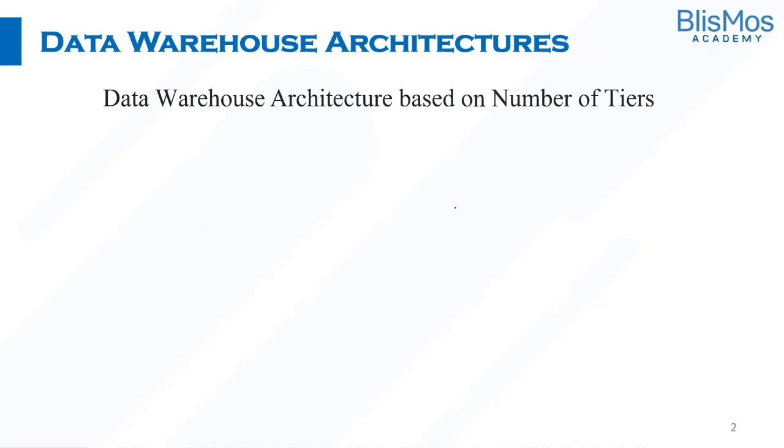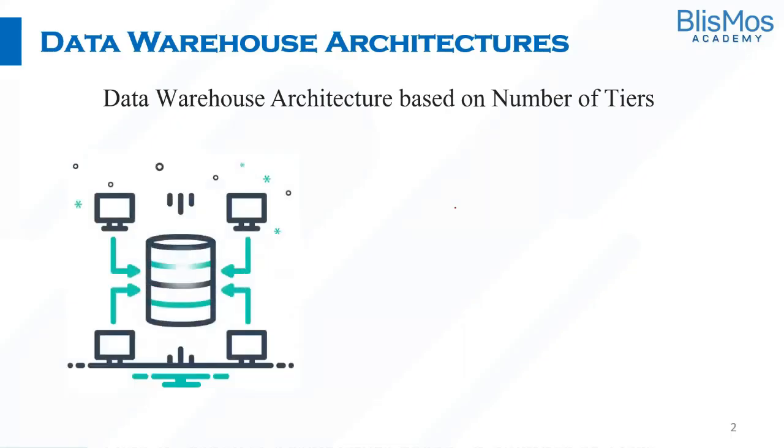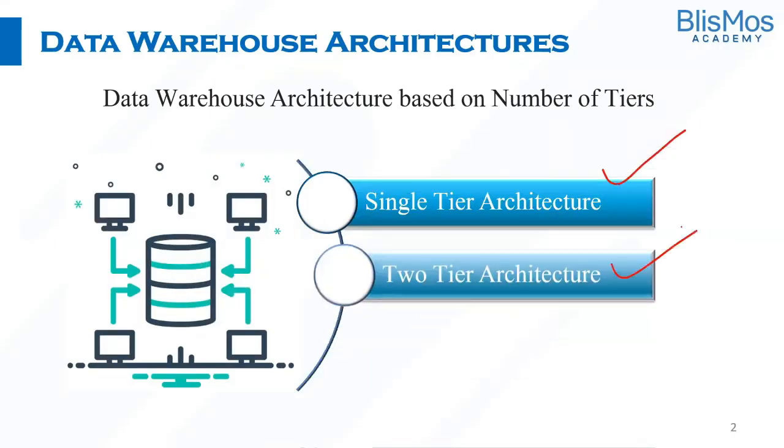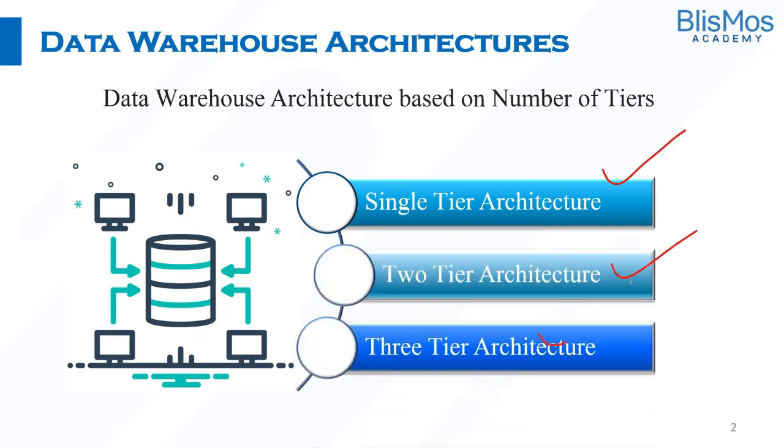We also have data warehouse architecture based on the number of tiers. Am I talking about a Hadoop tier here? Not really. We are talking about a tier of applications. Based on the number of tiers, we have three types of data warehouse architecture. One is single tier architecture, the second is two tier architecture, and the third is three tier architecture.